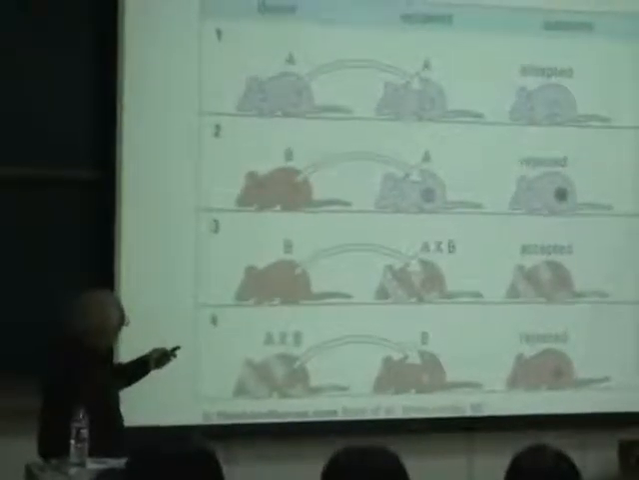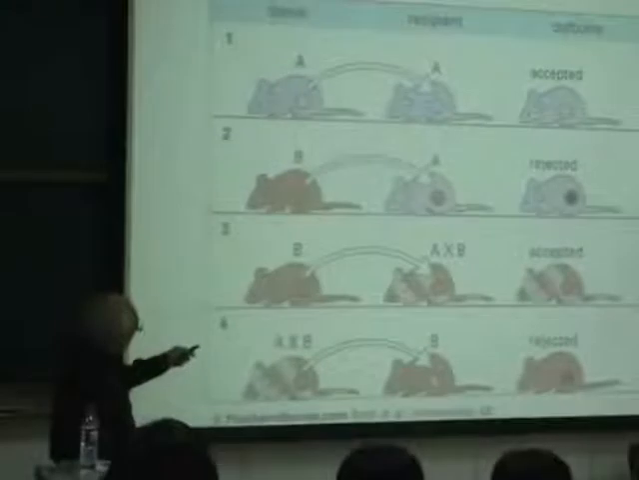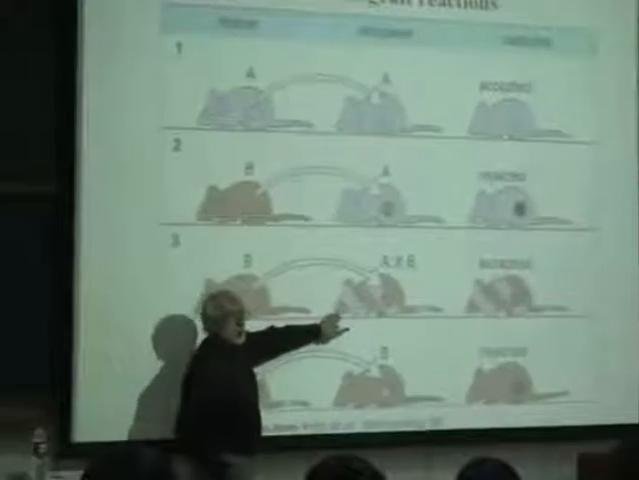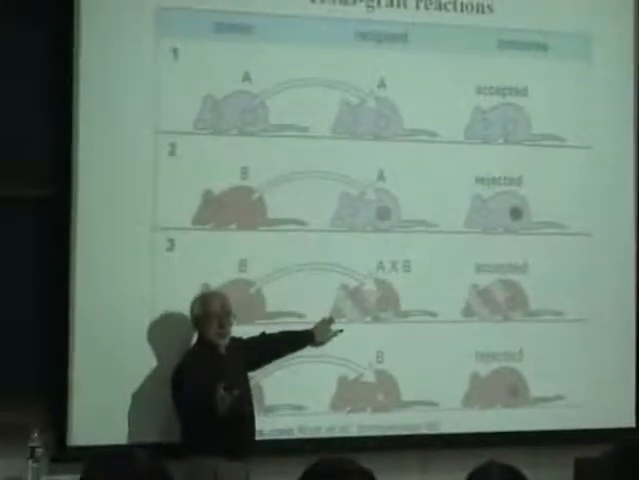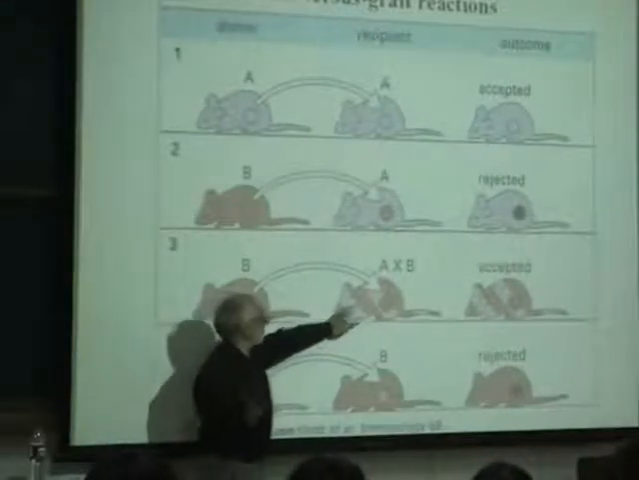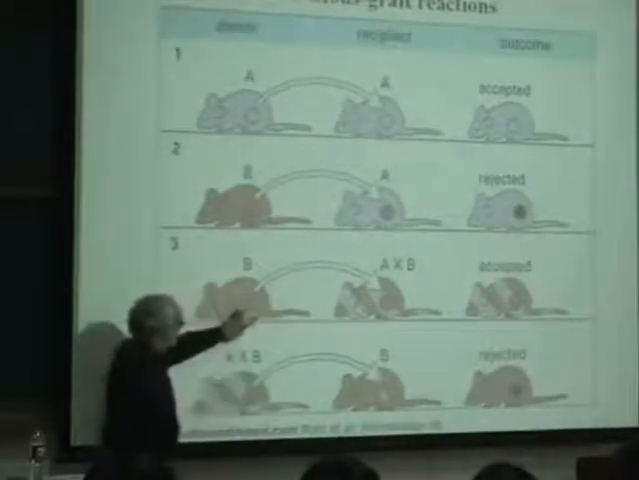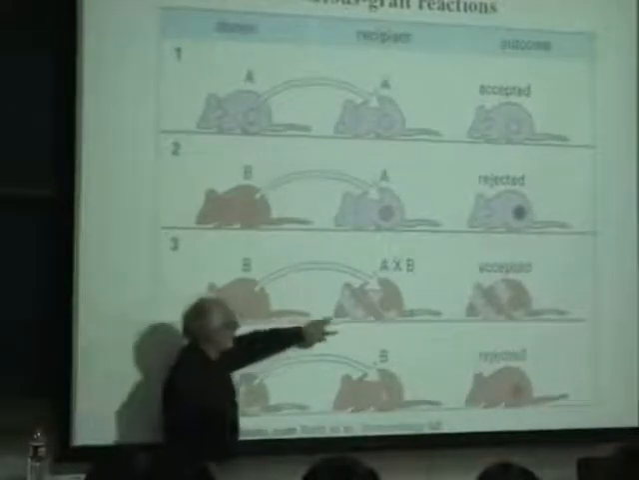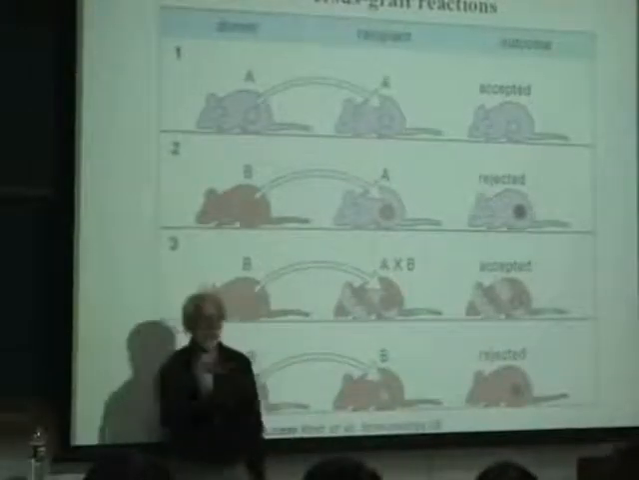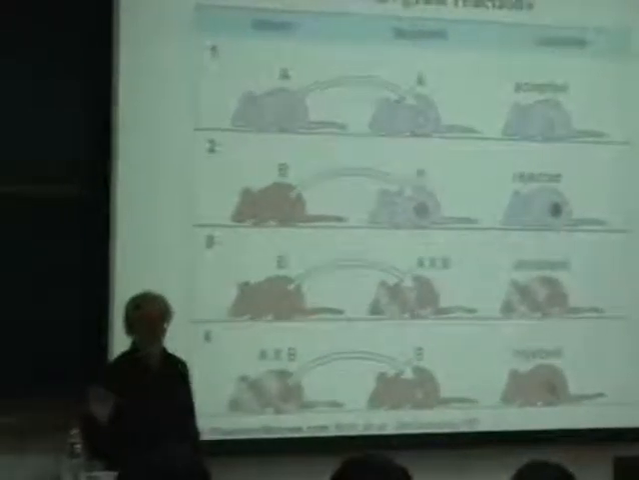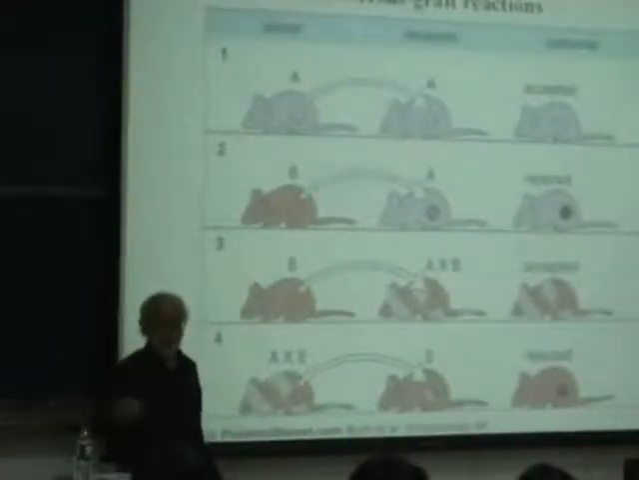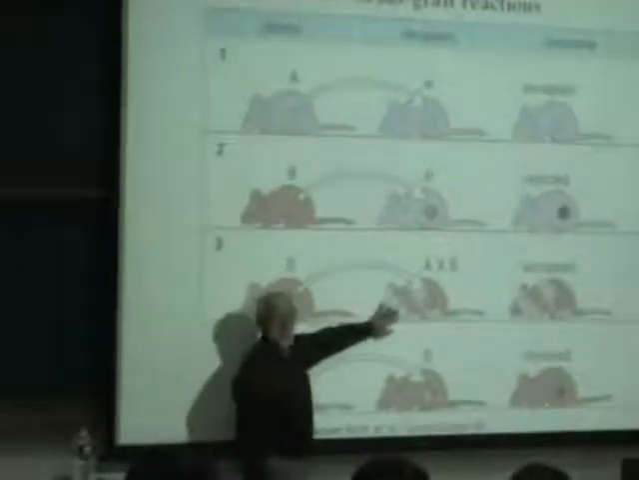If you take strain B again, take a graft from there, but now you put it into what we call an F1 hybrid, the offspring of mating a strain A mouse and a strain B mouse, an A times B mouse, it's accepted, because this mouse has a mixture of genes from strain A and from strain B. So strain A is self to it, and strain B is self to it. So it doesn't react to B because it's self-antigen.